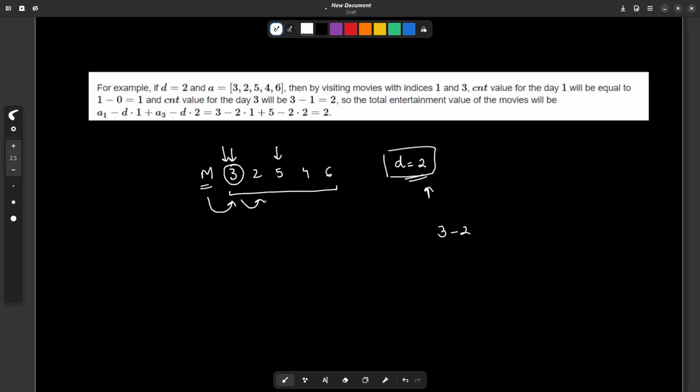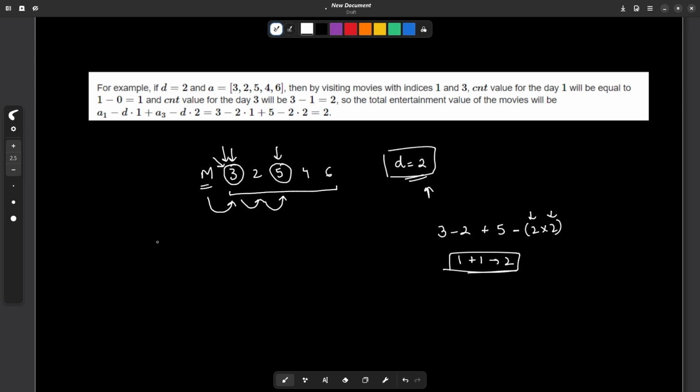Now I go to the next day, and the next day. That means I watched this movie on the second day from watching this particular movie. So the entertainment value of this movie is going to decrease by 2 into 2. The first 2 is the number of days, and the second 2 is the factor d. So the final total entertainment value is going to be 1 plus 1, and that is equal to 2. Right, this is what they are saying.